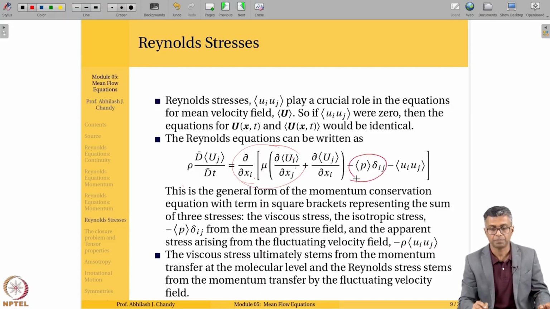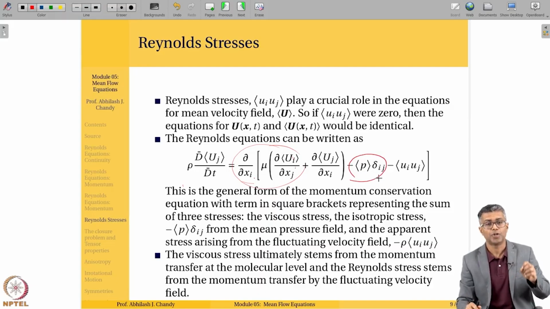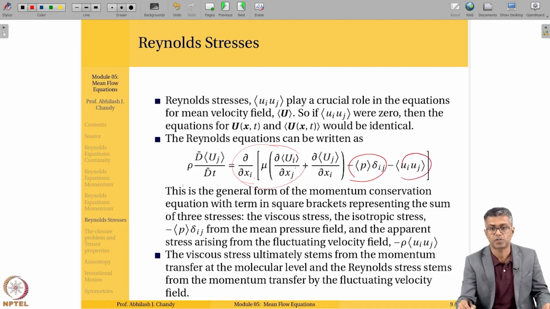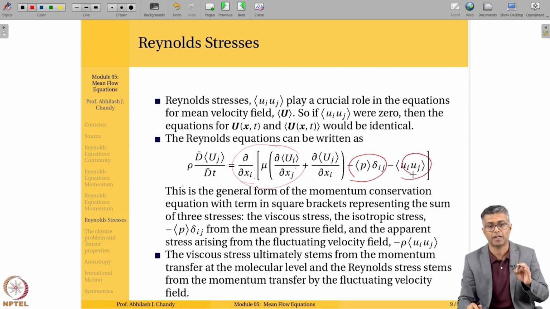You have the mean pressure. We have put in the Kronecker delta to indicate the fact that you only have a derivative of pressure with respect to one component in each of the three equations. So that's the reason, mathematically, to make it appropriate, you're putting the Kronecker delta there. And then you have this Reynolds stress term. This is the additional term that arises because of turbulent flow.